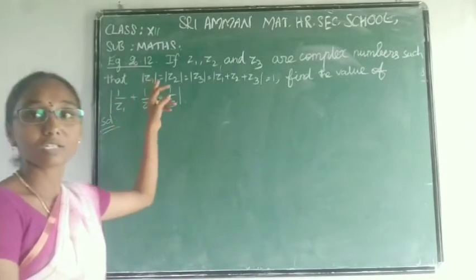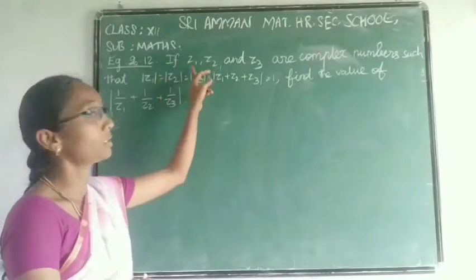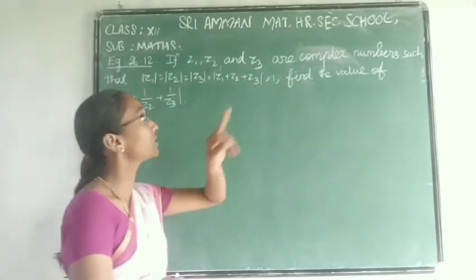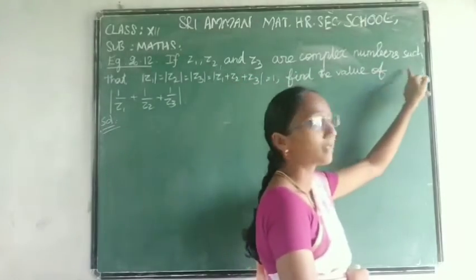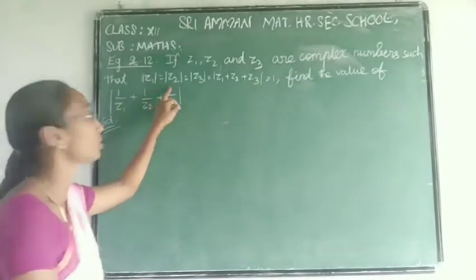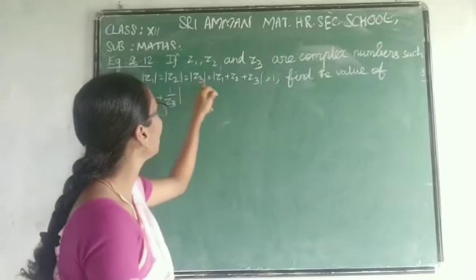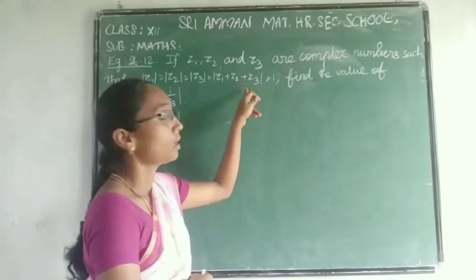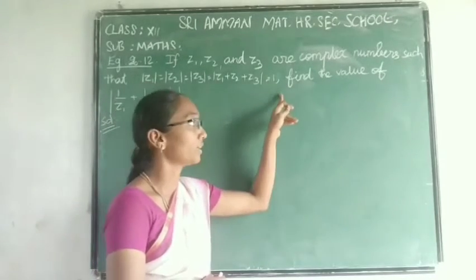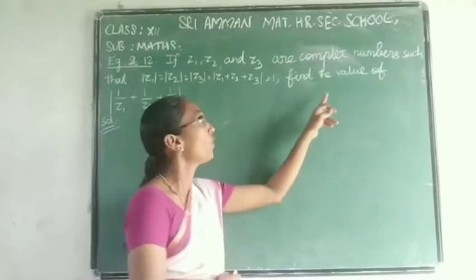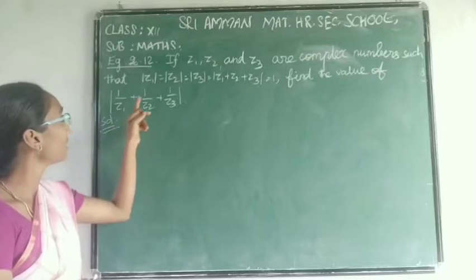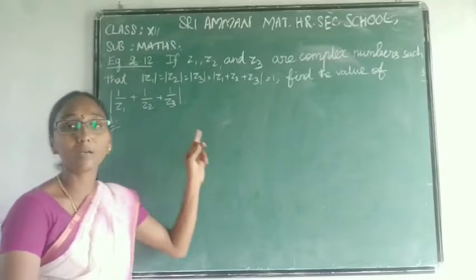Okay, what is the question? First of all, you listen. If Z1, Z2 and Z3 are three complex numbers such that modulus of Z1 equals modulus of Z2 equals modulus of Z3 equals modulus of Z1 plus Z2 plus Z3 equals 1, then find the value of modulus of 1 by Z1 plus 1 by Z2 plus 1 by Z3.